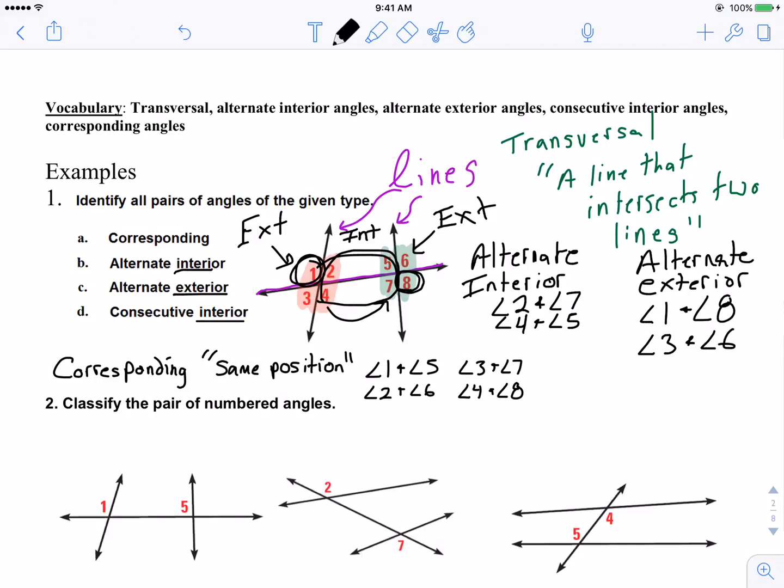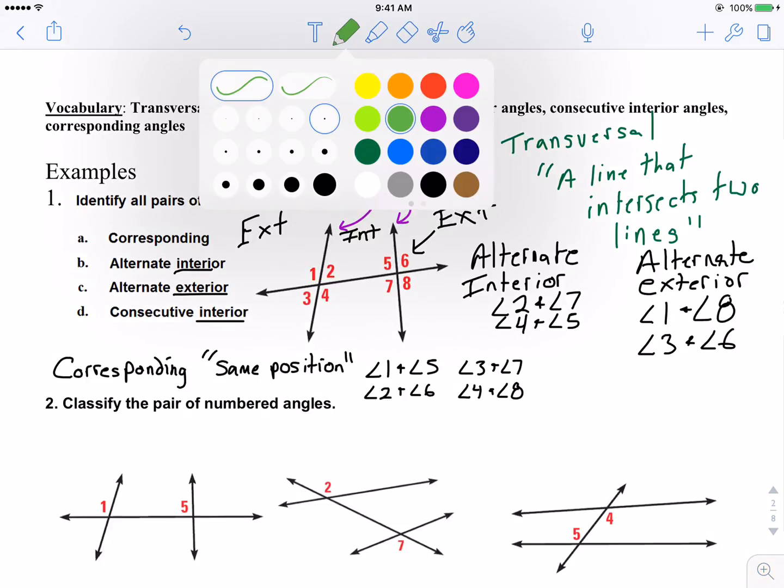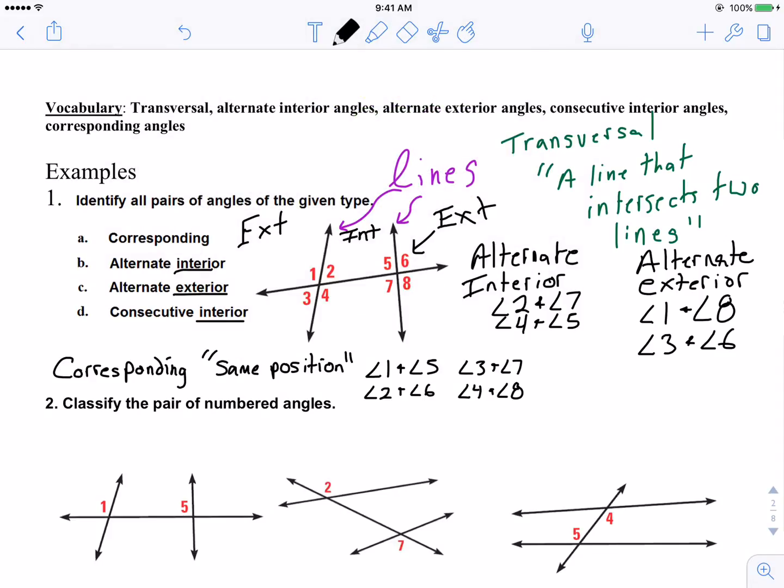So again, it's important to recognize interior, in between the lines, and exterior, outside the lines. Corresponding actually doesn't have that word because you have one of each. For example, angle 1 is on the exterior and angle 5 is on the interior. So corresponding, you're going to have one of each. All the other ones have a specific name next to them, and that name will tell you where to find those angles. All right, finally, the last one, consecutive.